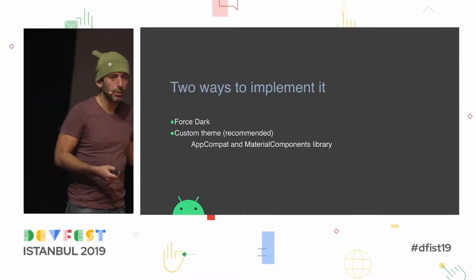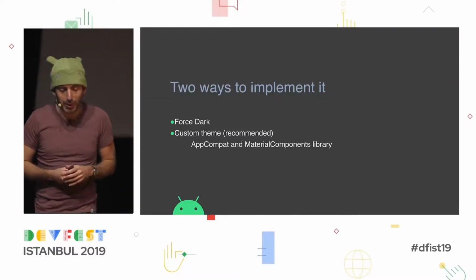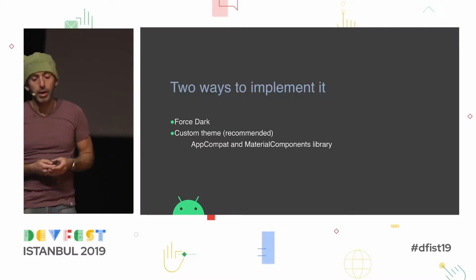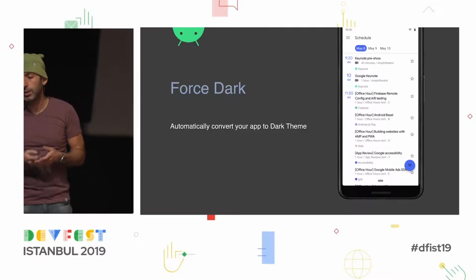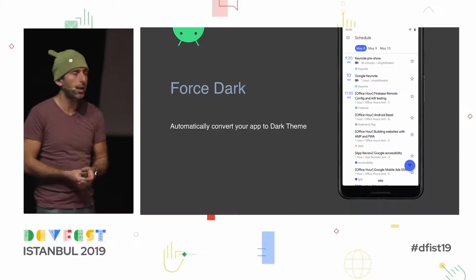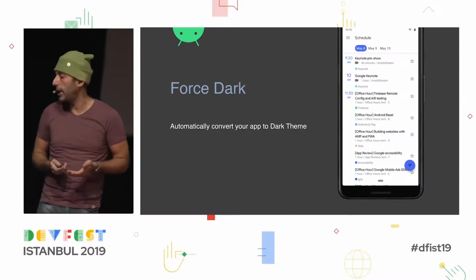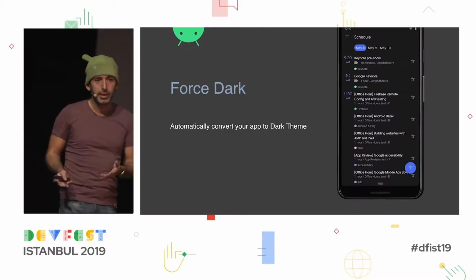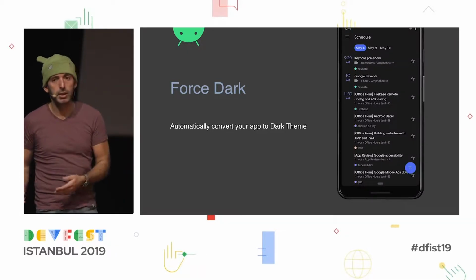And there are two ways to implement it. The first one is the easy one, and of course the second one is the recommended one. The easy one is called Force Dark. Basically with Force Dark, we ask you to set an opt-in flag, and we will figure out how to change your app from this to this. Everything is done automatically, and we pick the right colors. We inspect everything, including the images, and try to see if inverting the image makes sense or not.